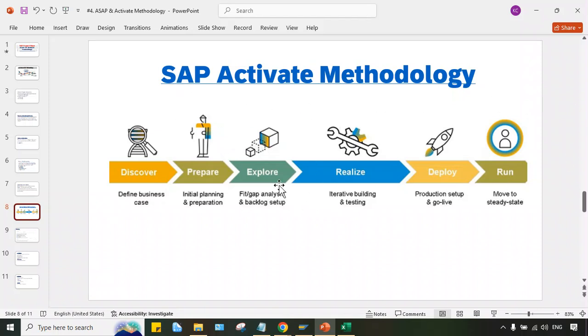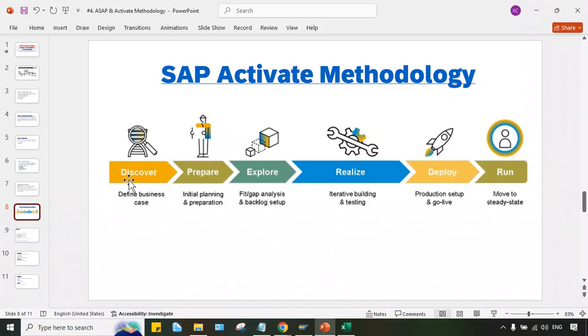Look here, in Activate methodology, 6 phases are specified: discover, prepare, explore, realize, deploy, and run. If you leave out the first phase, discover, then prepare, explore, realize, deploy, and run are almost the same activities which we have done in ASAP. Of course, the names are changed here, right? I'll explain one by one what is happening in these phases.